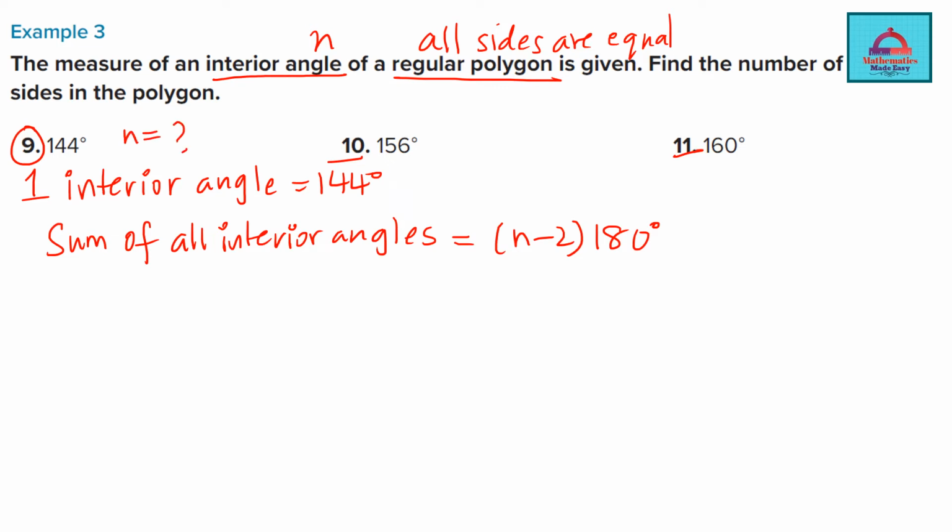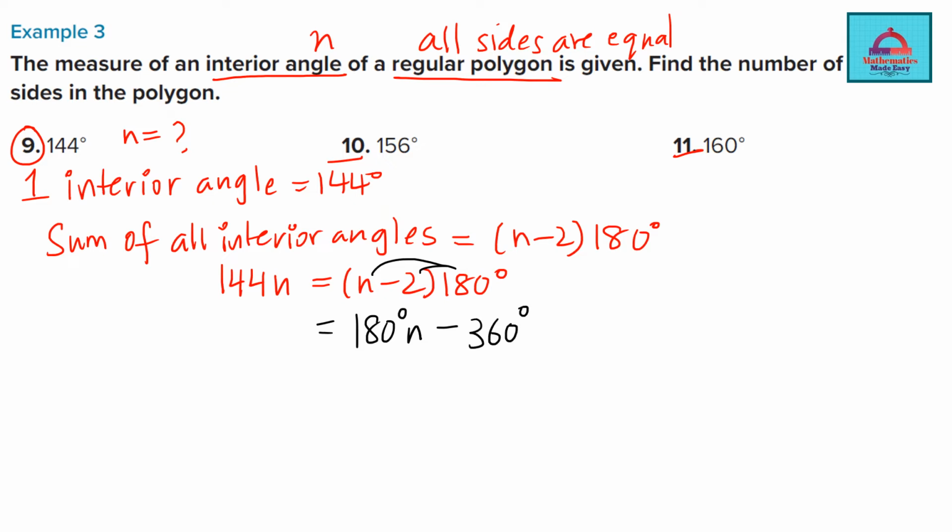Now we know that n interior angles are there. So if all of them are equal, because all sides are equal, so all angles are also equal. So one interior angle has 144 degrees. So n interior angles would have 144 multiplied with n. So that's equal to n minus 2 times 180. Let's solve this. We are going to use distributive property. So this is coming out to be 180 times n minus 360 degrees.